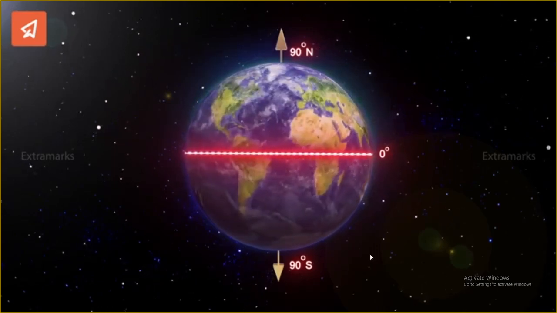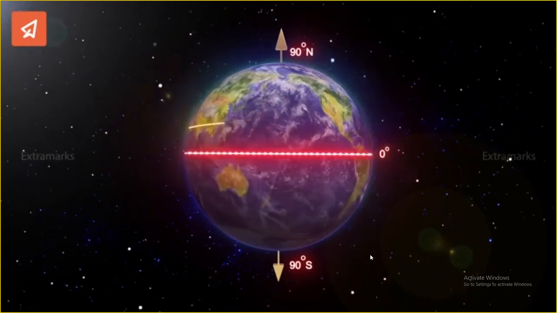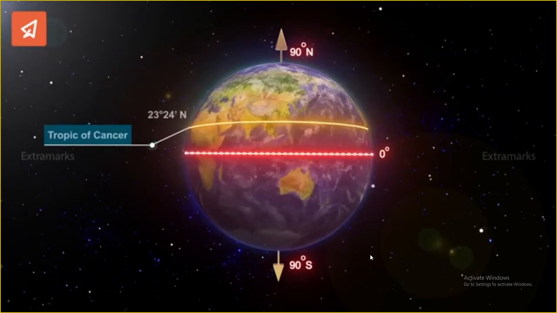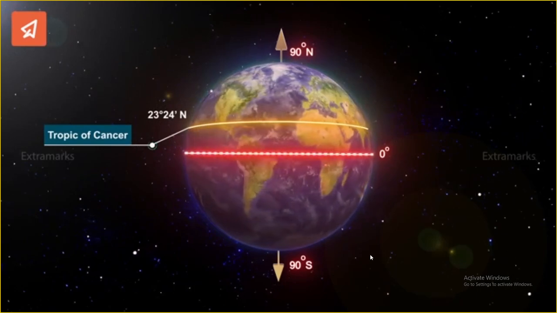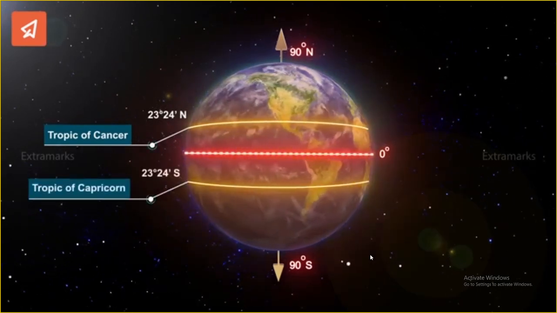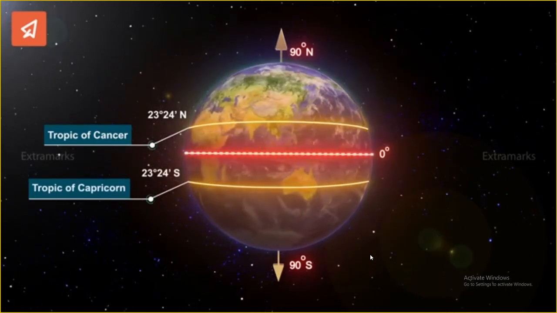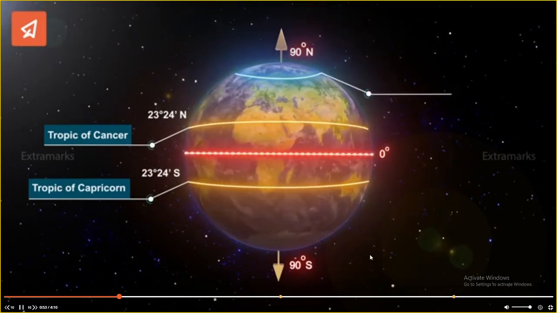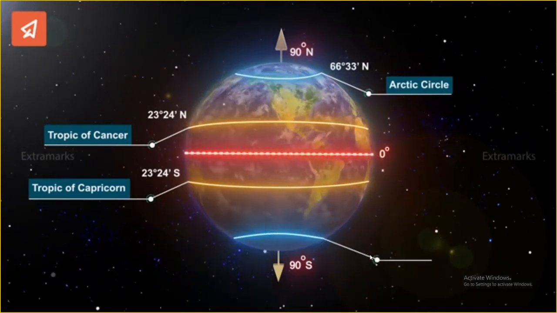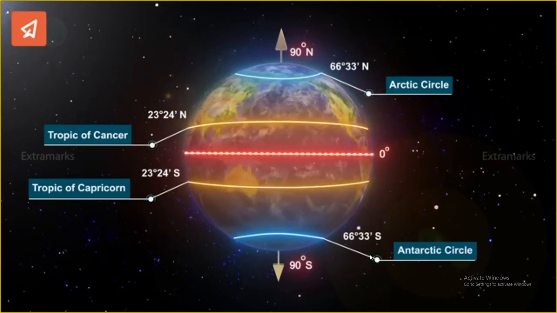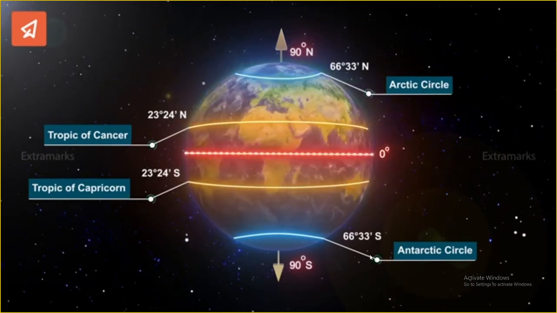Are these the only important parallels of latitude? No. There are 4 more. Let us take a quick look at them. We have the Tropic of Cancer, which lies at 23 degree 24 minutes north, and the Tropic of Capricorn, which lies at 23 degree 24 minutes south. Together, these are called the tropics. Then we have the Arctic Circle located at 66 degree 33 minutes north, and the Antarctic Circle located at 66 degree 33 minutes south. Together, these are called the polar circles.